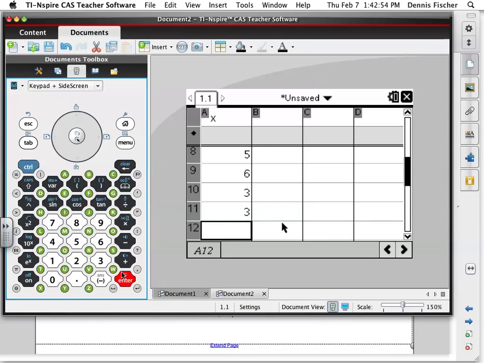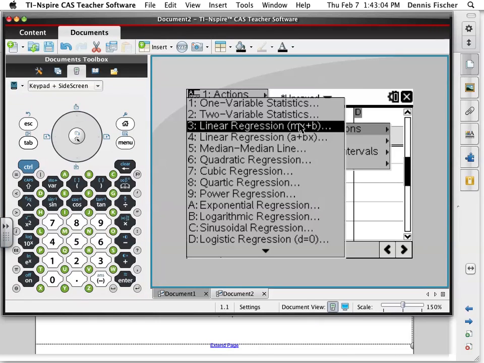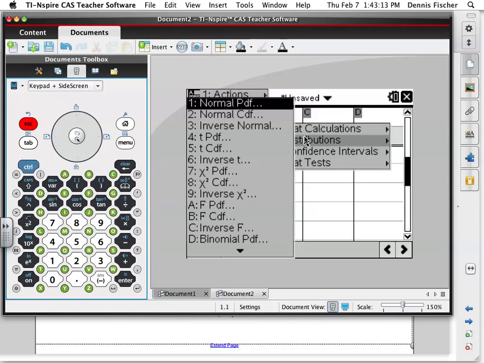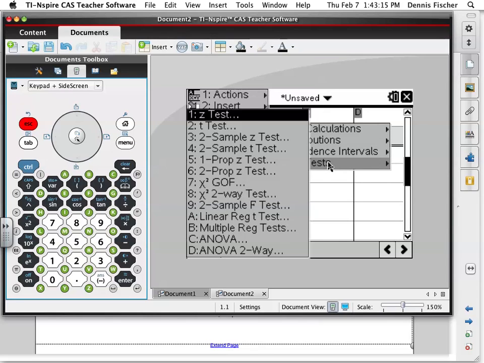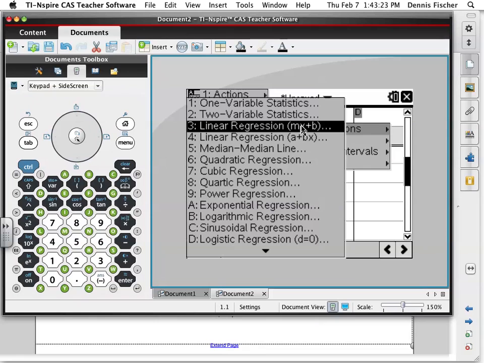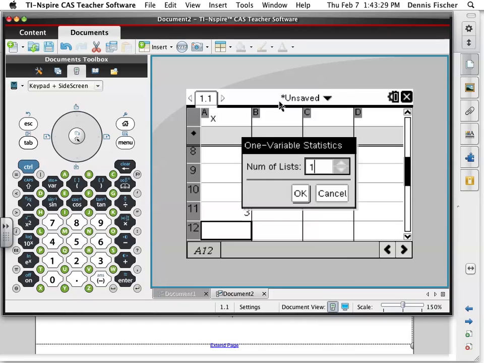Go under menu, statistics, calculations. And you're gonna get used to this, but I'm just gonna go back a second here. All these are distributions. You're gonna have a lot of distributions, you got confidence intervals, and we have other tests. We're gonna be using every single one of those this year. What we're gonna do is a linear regression. No, sorry, one variable statistics, not linear regression. One variable statistics. We only have one list. Number of lists is 1.